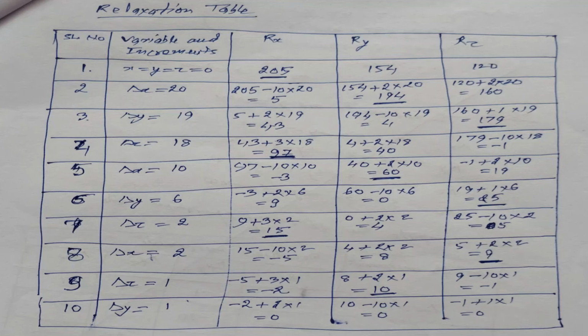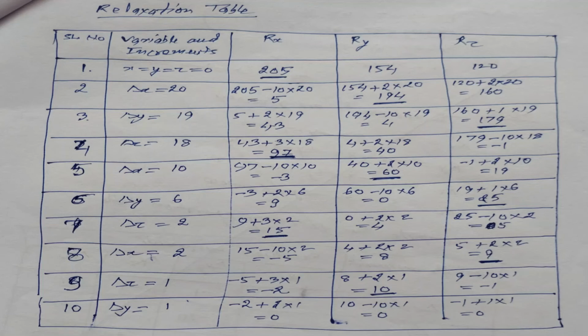So, when delta x equal to 20, Rx becomes 205 minus 10 into 20, that is equal to 5. Correspondingly, Ry becomes 154 plus 2 into 20 equal to 194, and Rz becomes 120 plus 2 into 20, that is 160. Now, Ry becomes 194, which is the greatest. So, we have to decrease Ry.